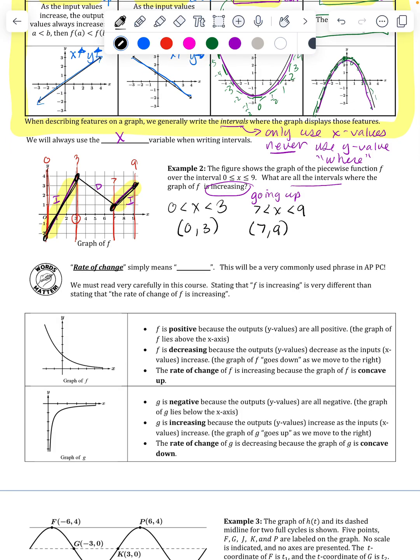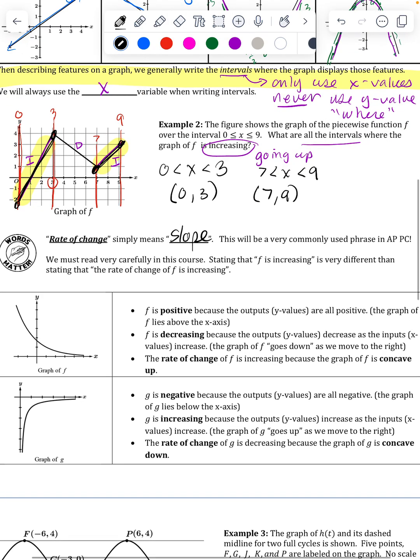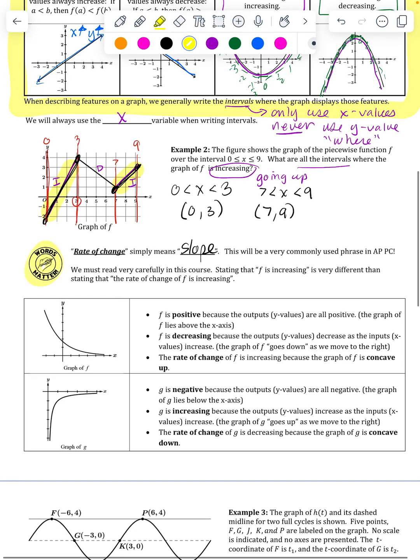Okay, so rate of change simply means slope. How steep is it? And this will vary. This will be a very commonly used phrase. If you watch the 1-2 video first, then we already talked about that. And you want to make sure that that's a concept you have, like, without even thinking. You should be able to say, rate of change, that's going to be my slope value.